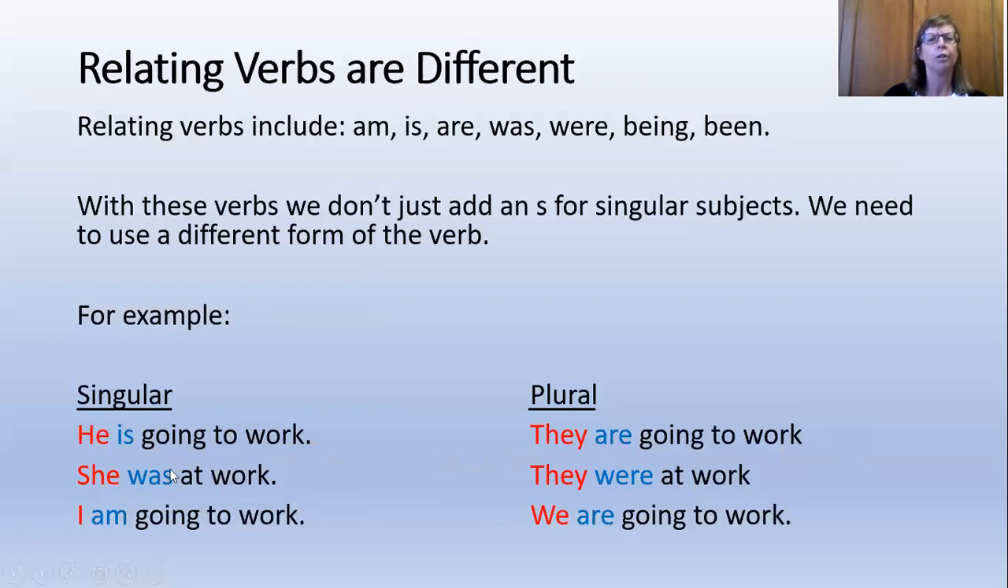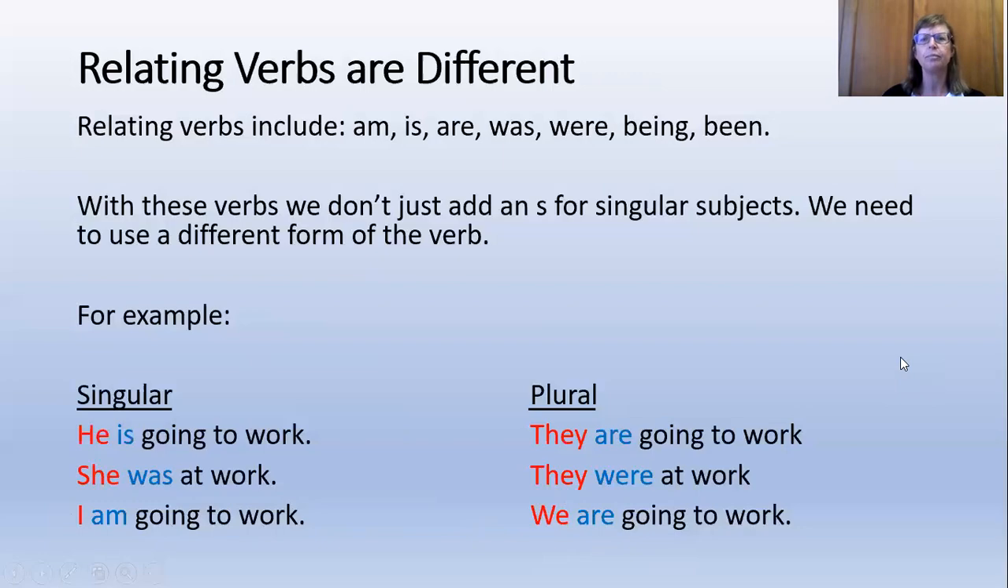She was at work, single. They were at work, was and were. I am going to work. We are going to work. I is single, so we're using am. I am going to work. We are going to work. So plural, more than one, are going to work.